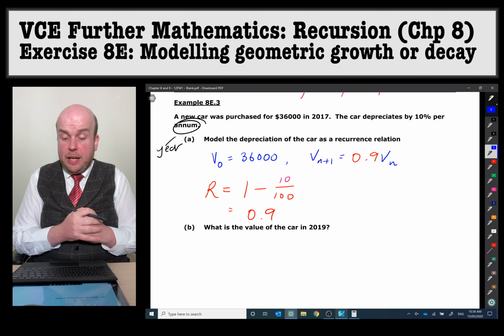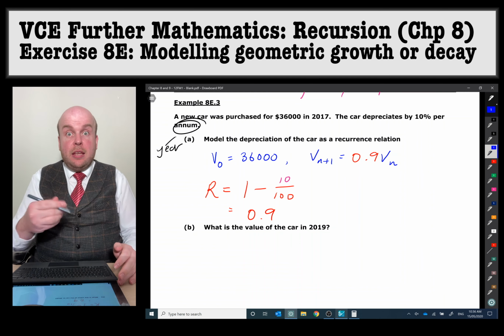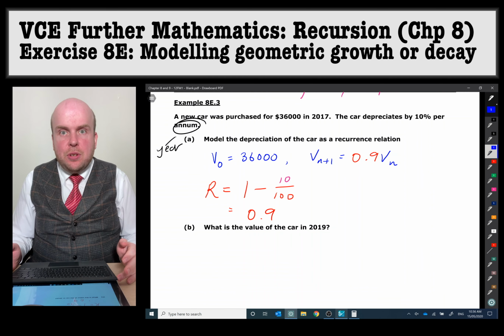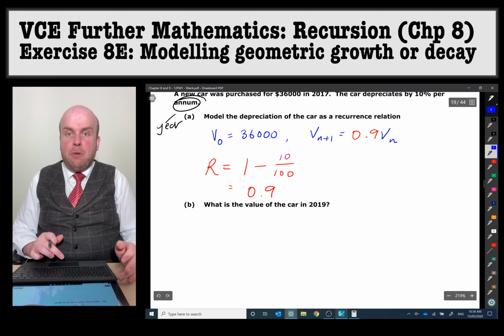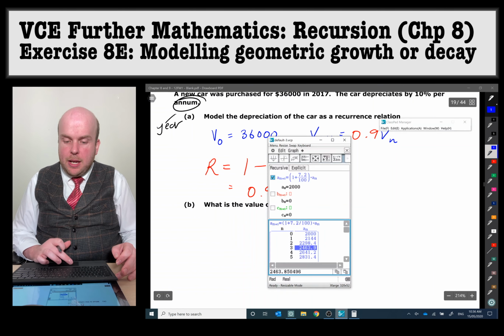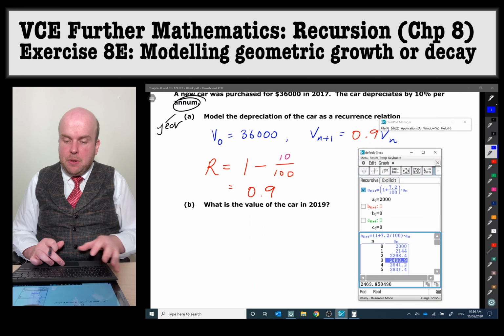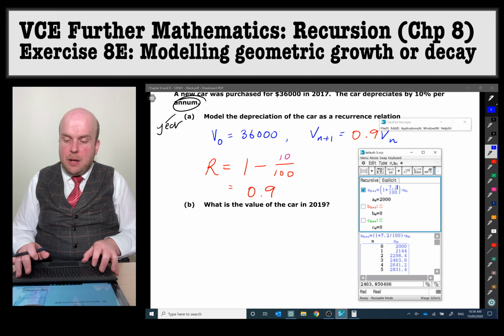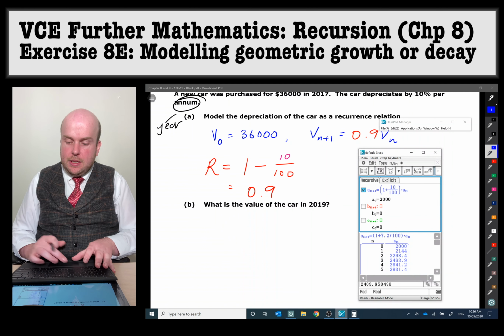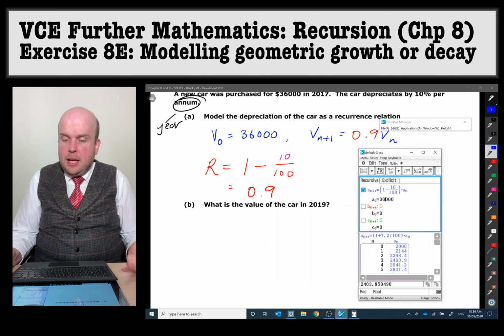What is the value of the car in 2019? So again, I could keep substituting in, but honestly, let's use the sequences option because that will make this much more efficient. Grab my calculator here and we'll rewrite this equation. So instead of saying 1 plus 7.2, I'm going to do 1 minus, and then rewrite this to say 36,000. So now there's my equation.